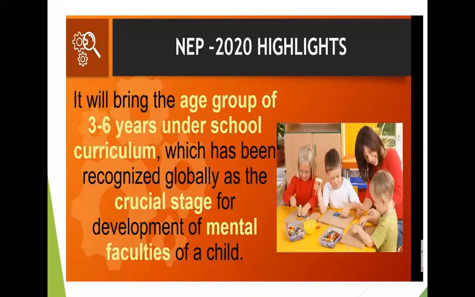Yes. Emphasis on fundamental literacy and numeracy, extracurricular and vocational stream in school. Besides literacy and numeracy skills, extracurricular activities and experiential learning and the vocational stream will be the focus, and it will bring the age group of 3 to 6 years under the school curriculum, which has been recognized globally as the crucial stage for development of the mental faculties of a child.